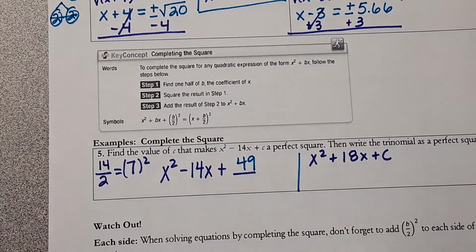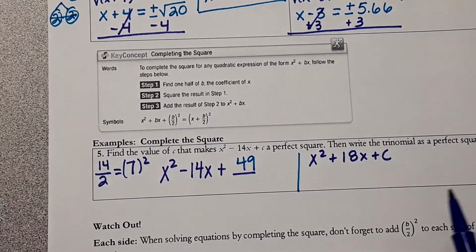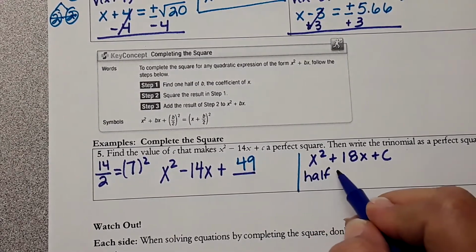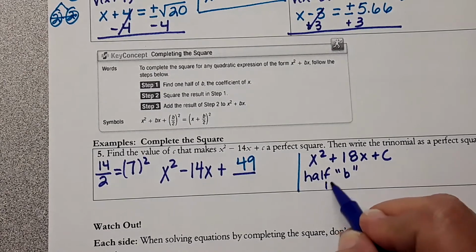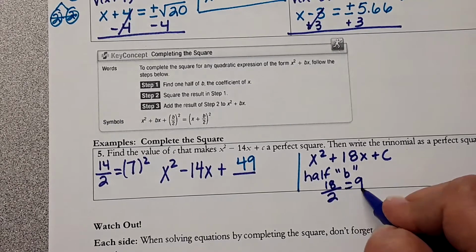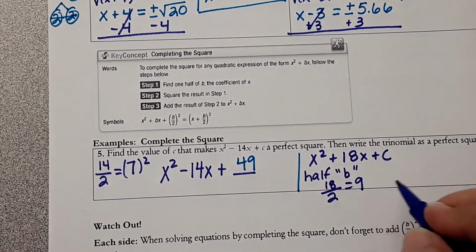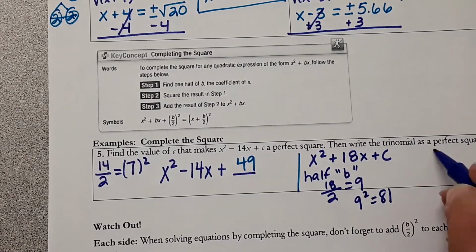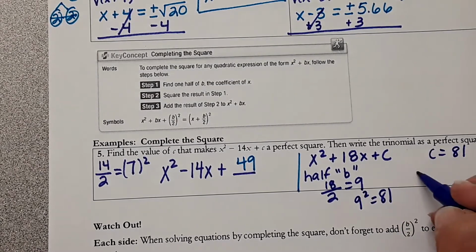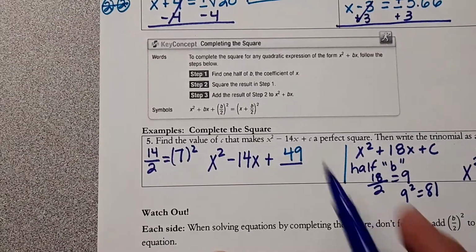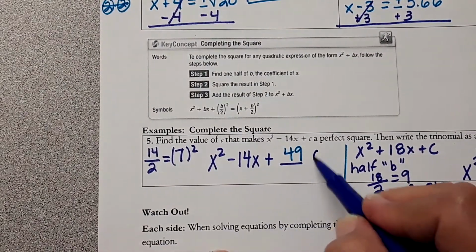I want to do another one. Okay, so we're finding out what C is. To find out what C is, you're going to take half of B, and B is 18, so we're going to divide that by 2. 18 divided by 2 is 9. And we're going to square 9, and we get 81. So our C would be 81, and we would write it as x squared plus 18x plus 81.